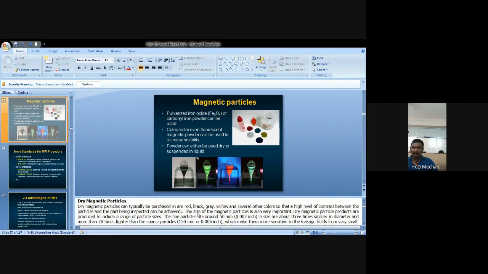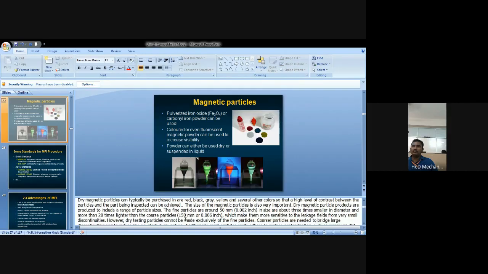Dry magnetic particles can typically be purchased in red, black, gray or yellow color. The fine particles are around 50 microns in size, smaller in diameter and more than 20 times lighter than the coarse particles. The coarse particles are around 150 microns.